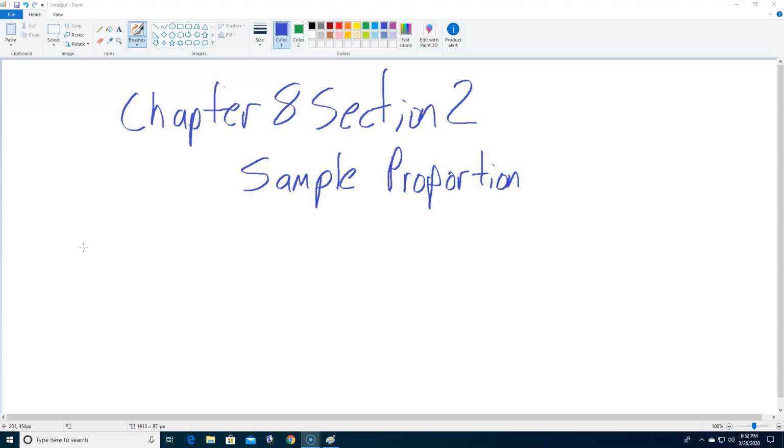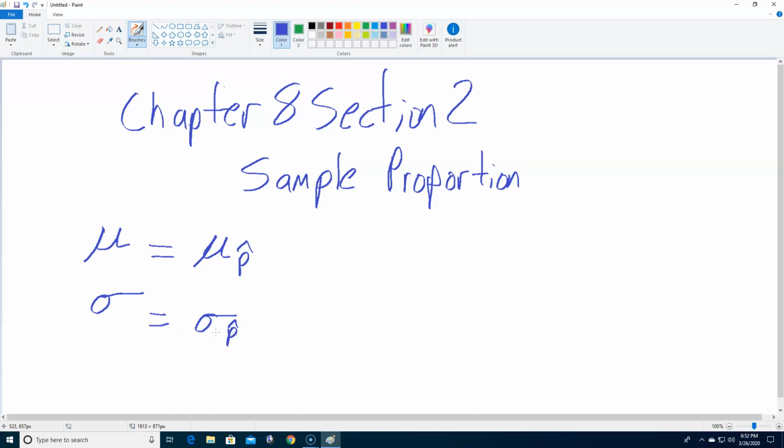So what we need to do is talk about how we need to shift our population information, right? Our population information, mu and sigma. So those are the first two things we're going to start off with. Mu for a sample proportion will be mu p hat. Little notation. For sigma, it's going to be sigma p hat.